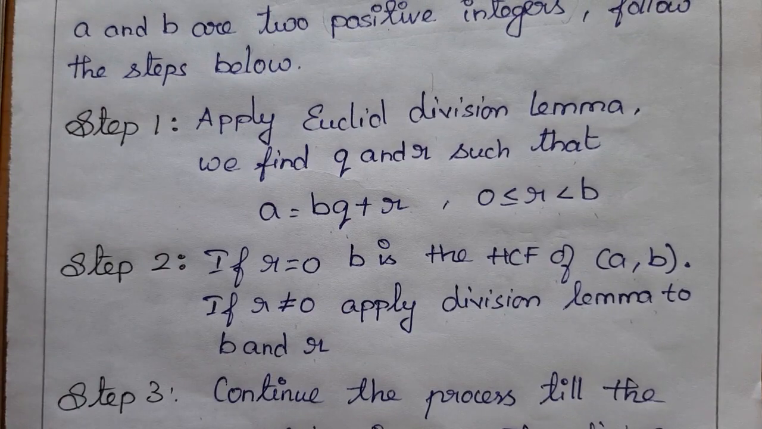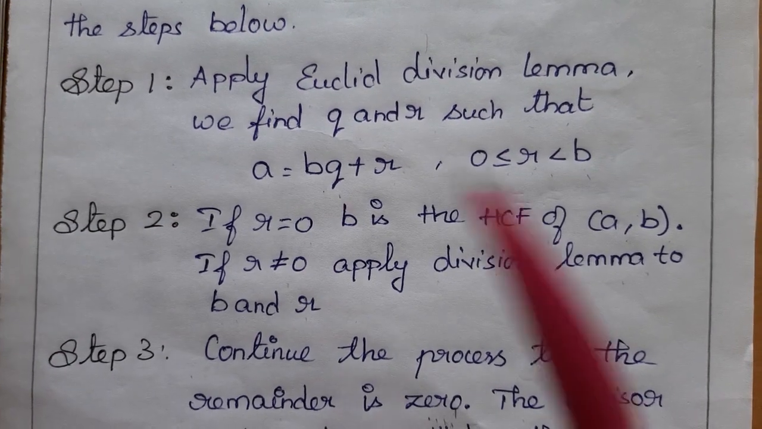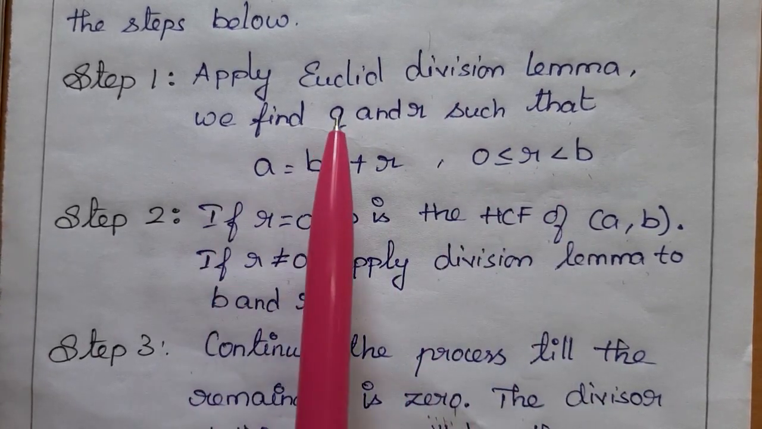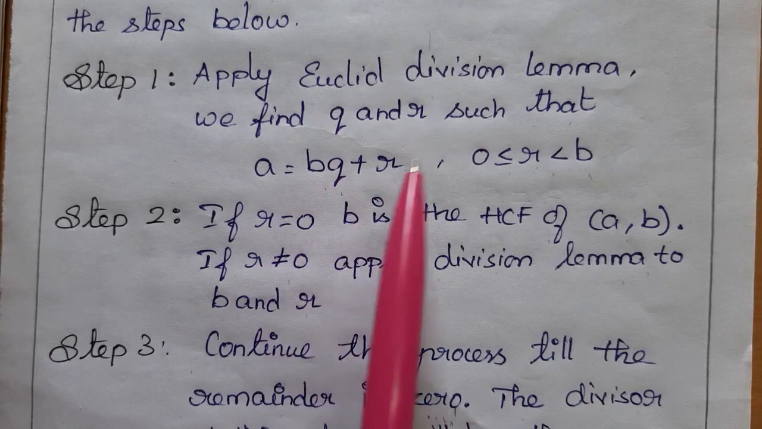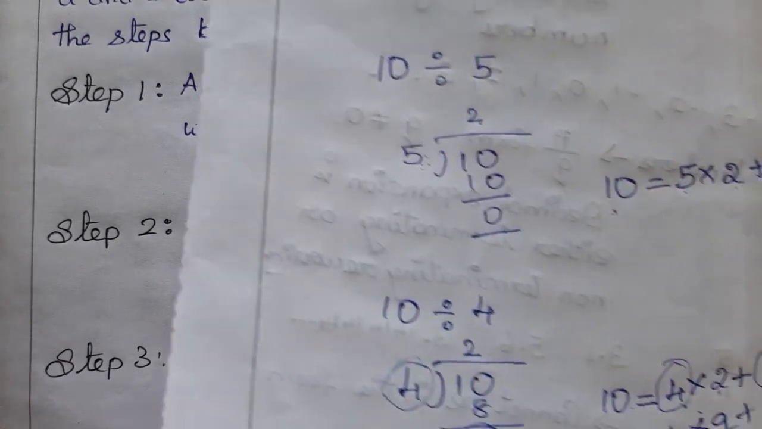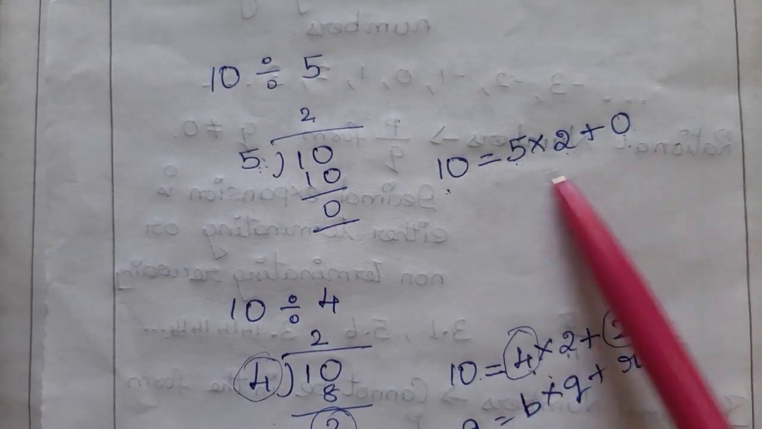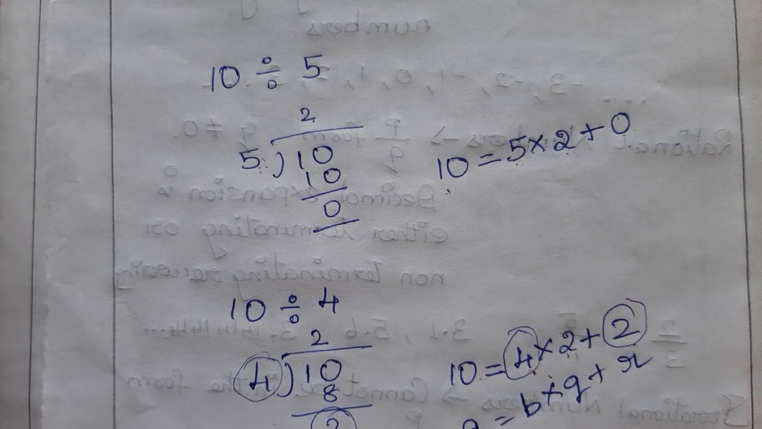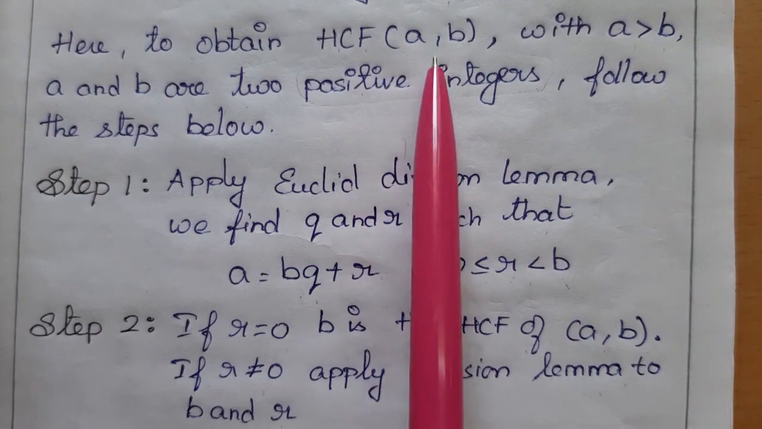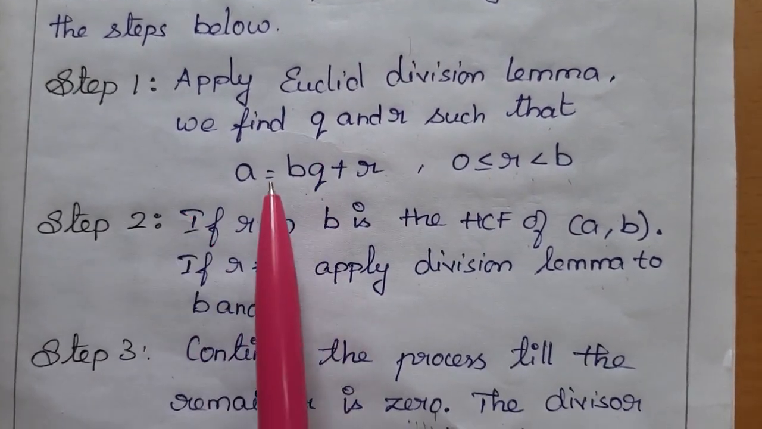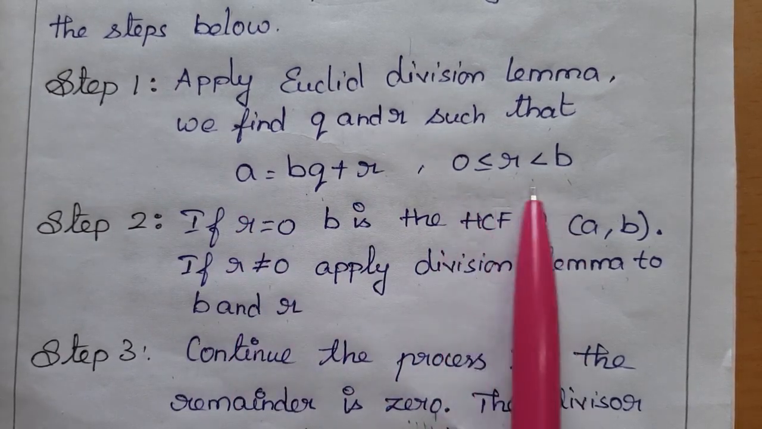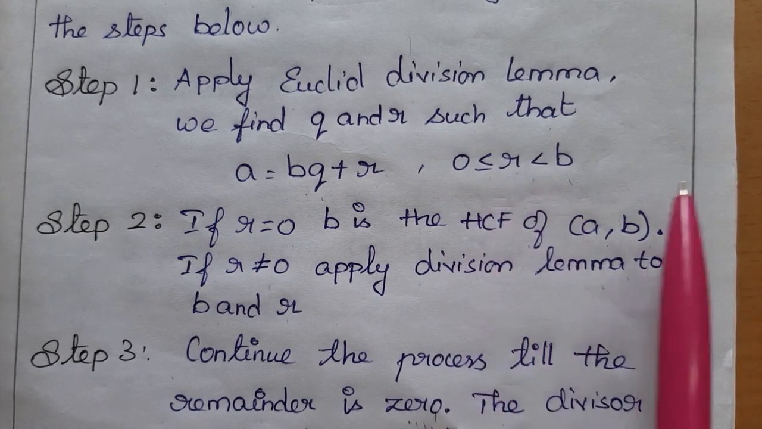So now the algorithm is here. There are three steps to find an HCF. Step 1: apply Euclid's division lemma, we find q and r such that a is equal to bq plus r. Just now we saw an example. If any two numbers are given, we can express them in the form a is equal to b into q plus r, right? If we are going to find the HCF of a and b, as a first step we have to express them in the form of the division lemma, and this condition will also be satisfied: 0 less than or equal to r, less than b, right?